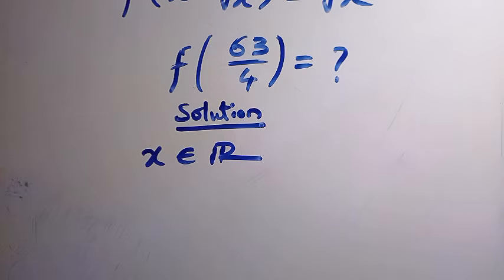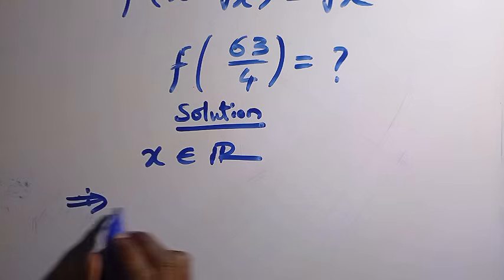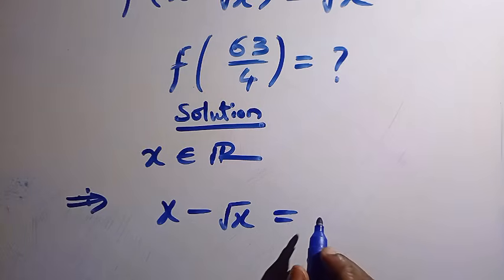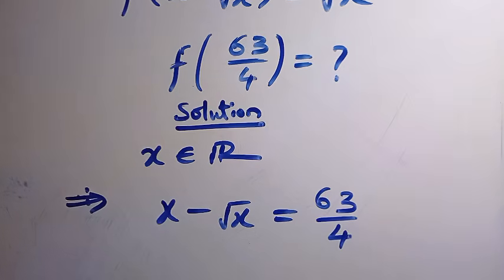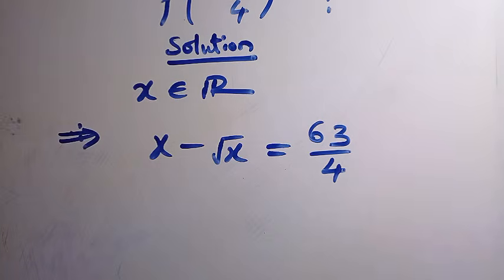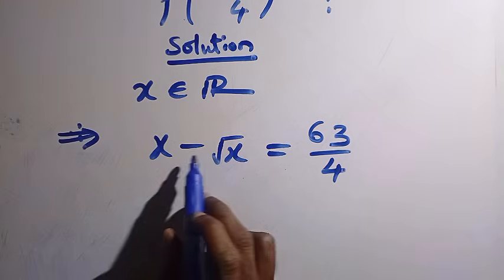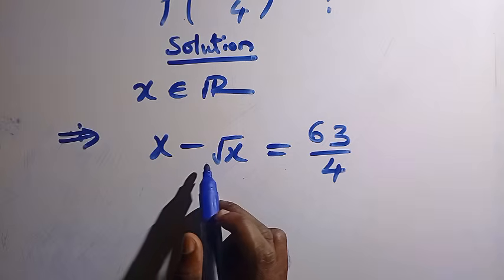Since we need to get 63 divided by 4 as the value of the function, we are going to let the argument of this function, which is x minus root x, equal what we are looking for, which is 63 over 4. And the new function from the above becomes f of 63 over 4 equals root x. But here we have a root, so we have to make sure that there is nothing like a root here. We make everything either a quadratic or some form that helps us.